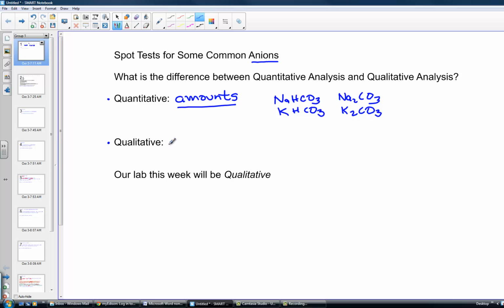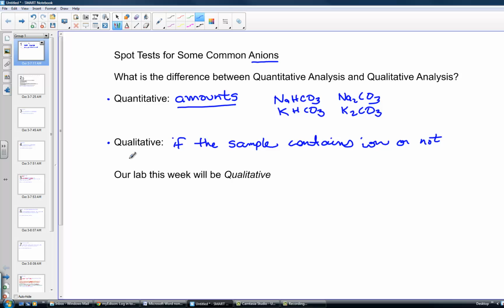On the flip side of that are qualitative measurements. Qualitative measurements have the purpose of trying to decide if the sample contains the unknown that we're testing for, the ion, or not. Is it there or not? Not how much of it is there, just if it's there. So measurements just aren't as important here.